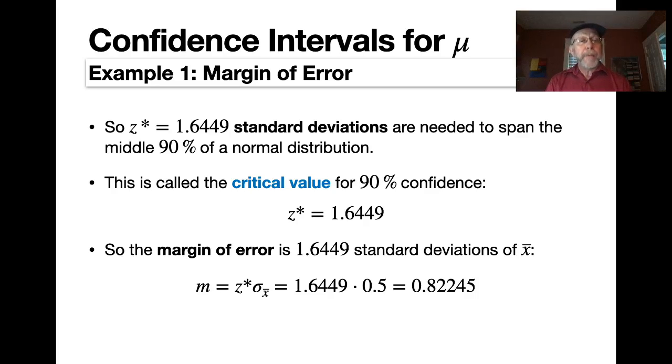So that tells me how many standard deviations I need, and from that I can get the margin of error, because we know that the sampling distribution has a standard deviation of 0.5. So we need 1.6449 of those standard deviations for our margin of error. That's 1.6449 times 0.5, and that turns out to be 0.82245. The units here would be inches because the units of standard deviation are inches.